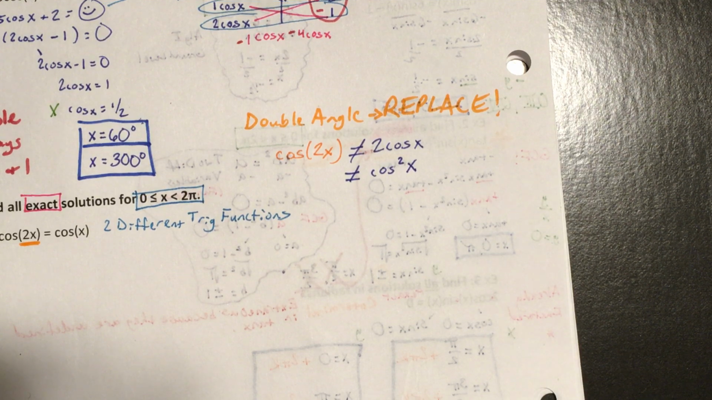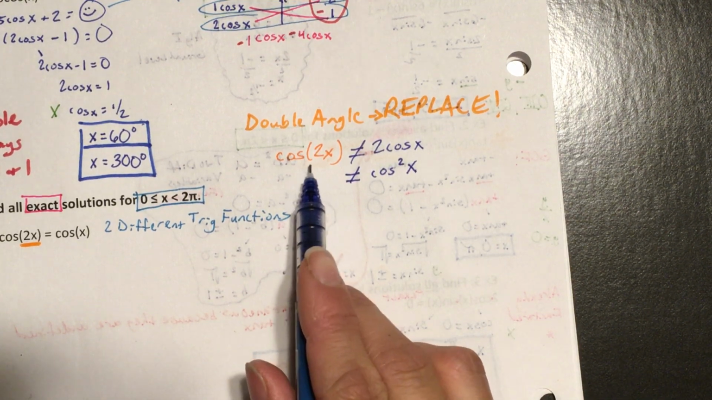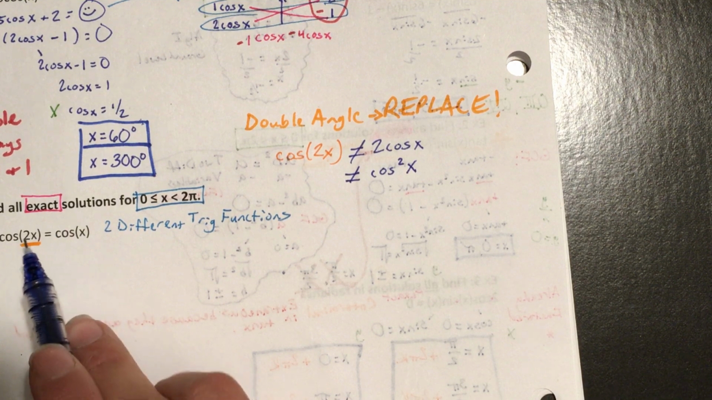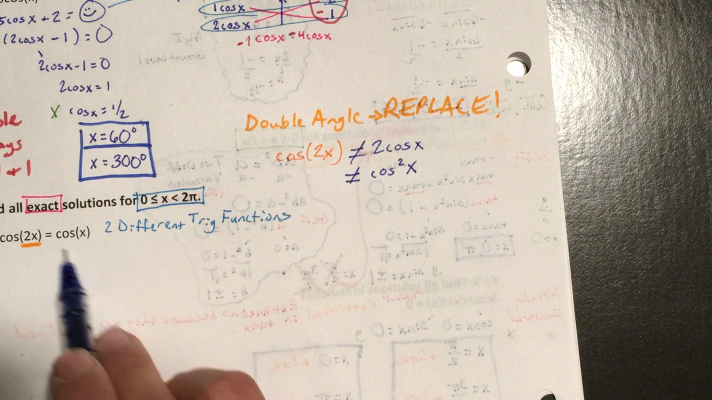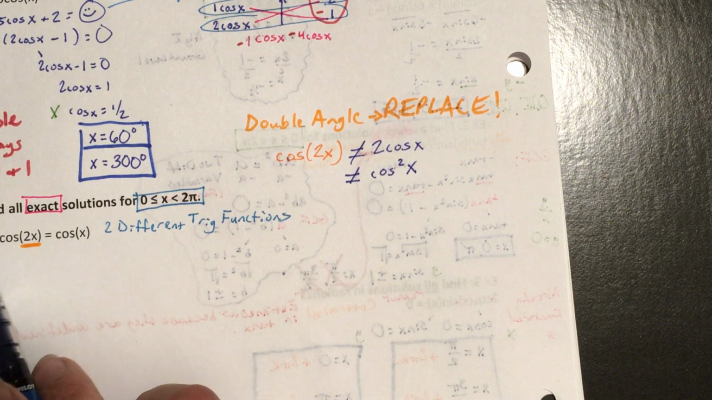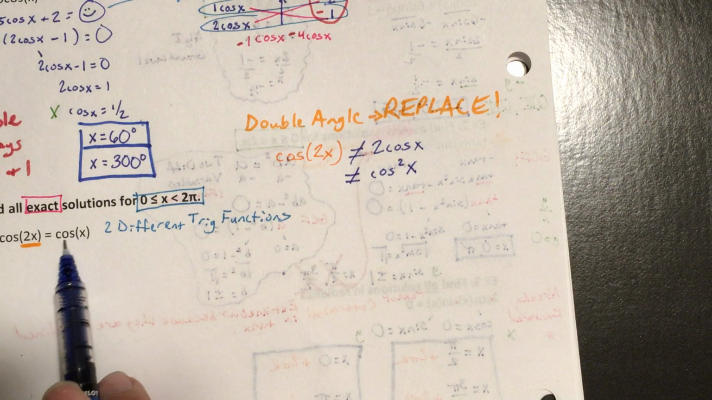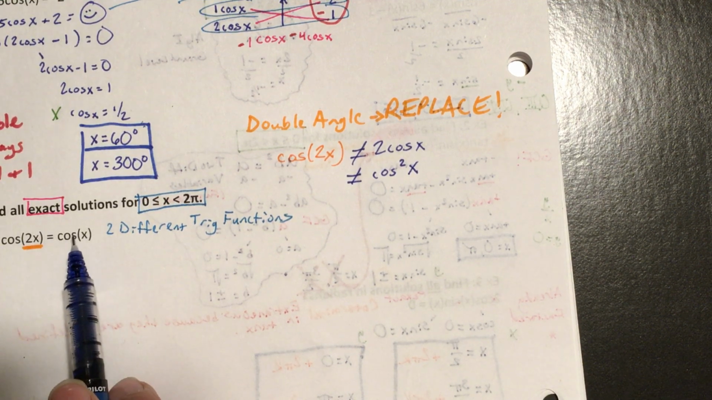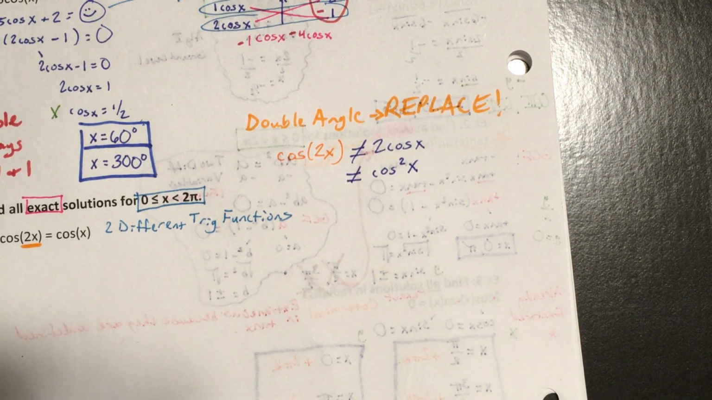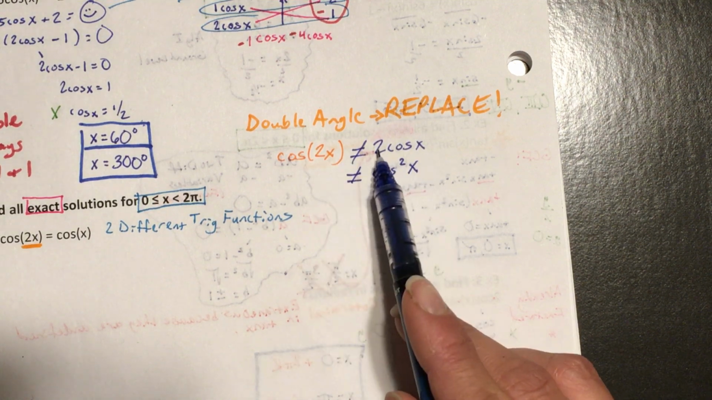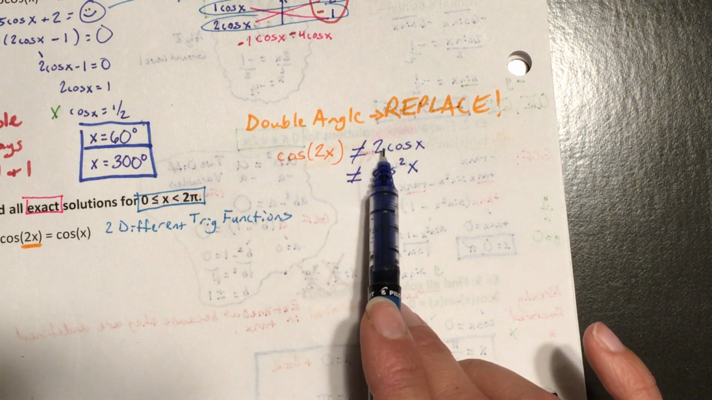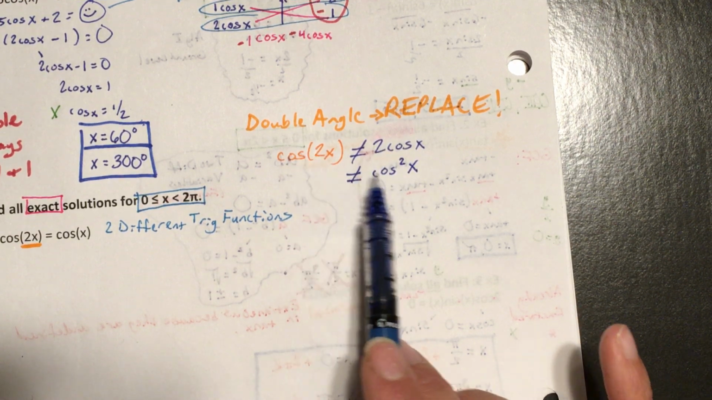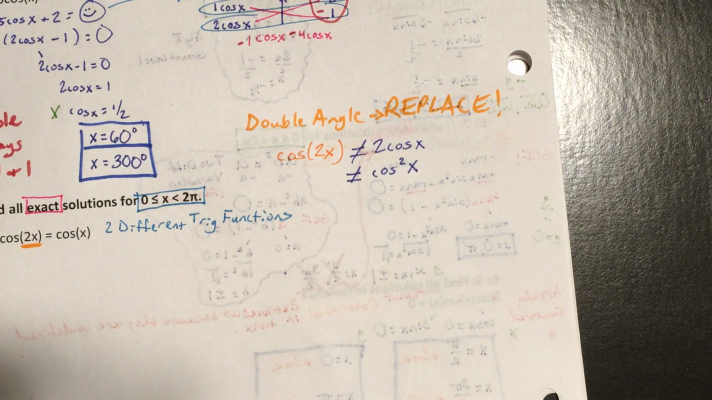It's also not the same as cosine squared of x. Sometimes students will try to divide out a cosine from both of these. I cannot take a cosine out of 2x because this is as different of a variable as this one. This would be like having x squared, then y, then z. So entirely different trig function units here. I can't combine the cosines as like terms, so cosine of 2x is not the same as having 2 cosine x, and it's not the same as cosine squared x, so I can't factor one out. So what do I do with cosine 2x?